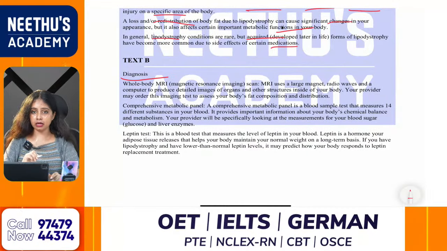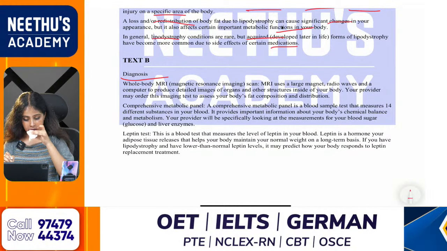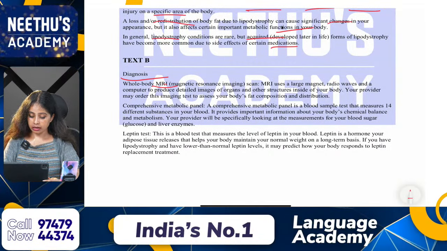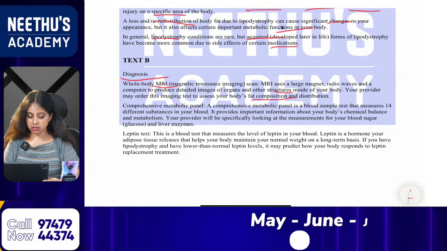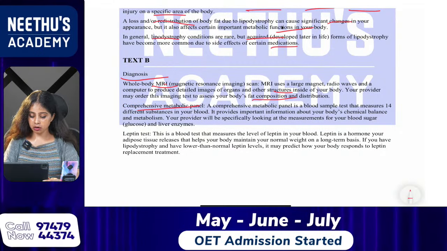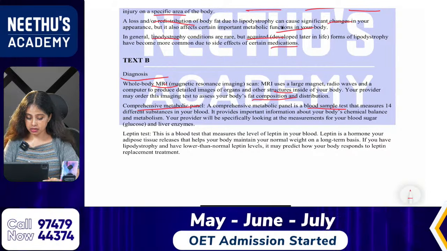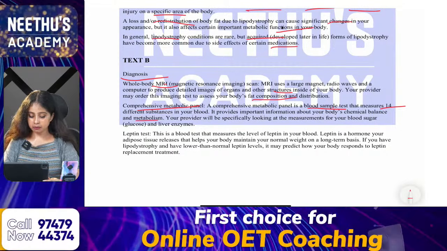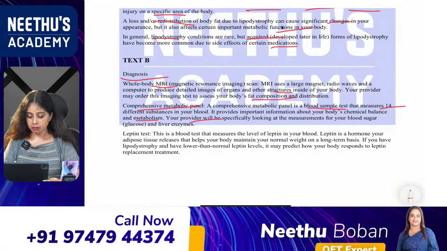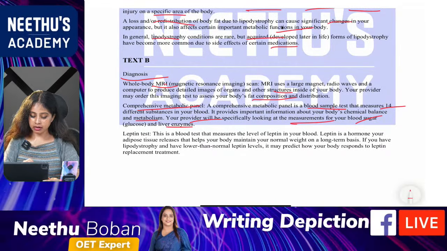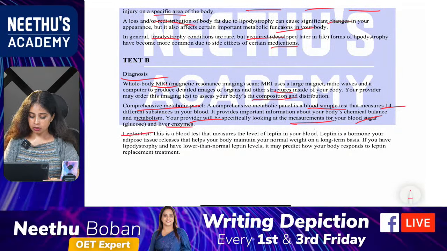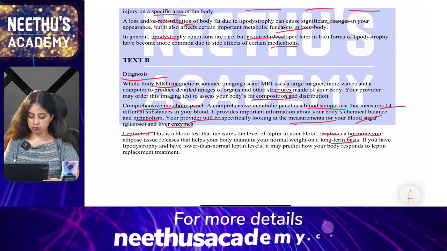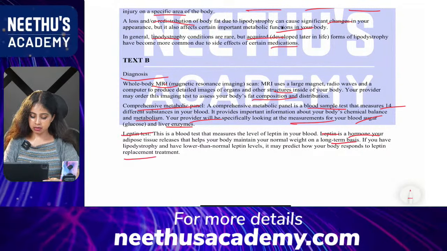Okay, then what about text B? All about the heading diagnosis. Then the term mentioned here, MRI, then fat composition, structures, comprehensive metabolic panel, then a blood sample test is mentioned, measures 40 in number. Then metabolism, provider, measurements, blood sugar, liver enzymes, leptin test, then hormone, the name of the hormone is mentioned there. Long term basis, response to a replacement treatment.